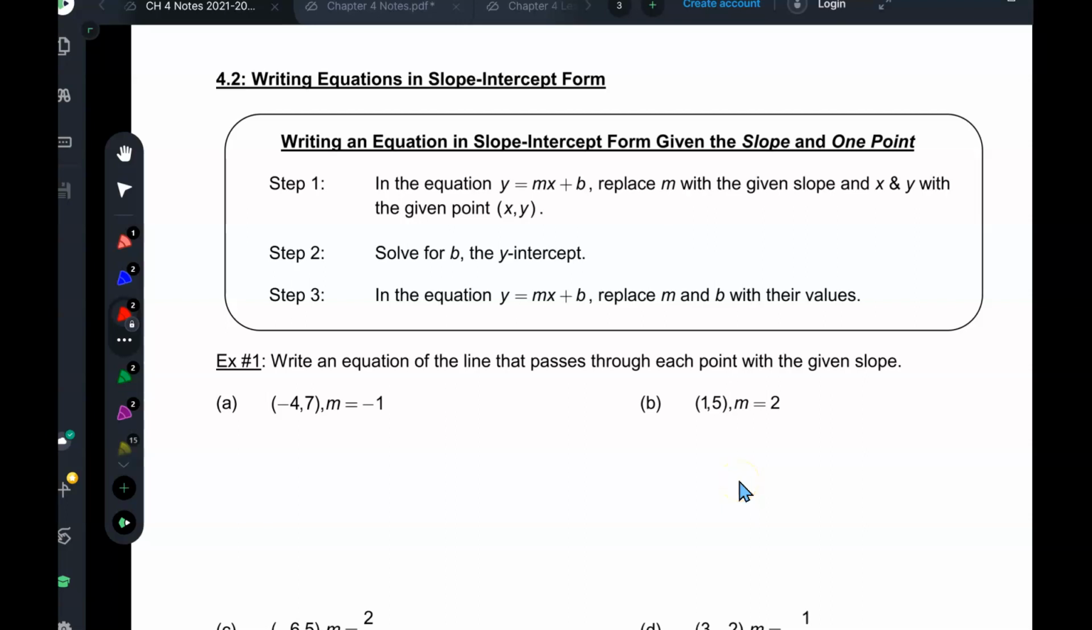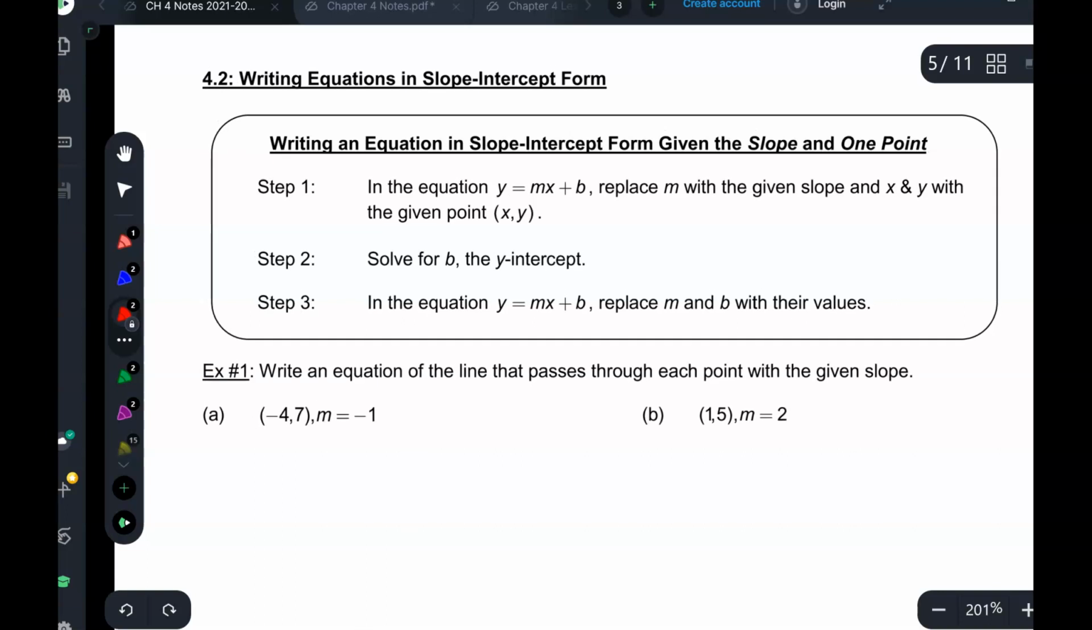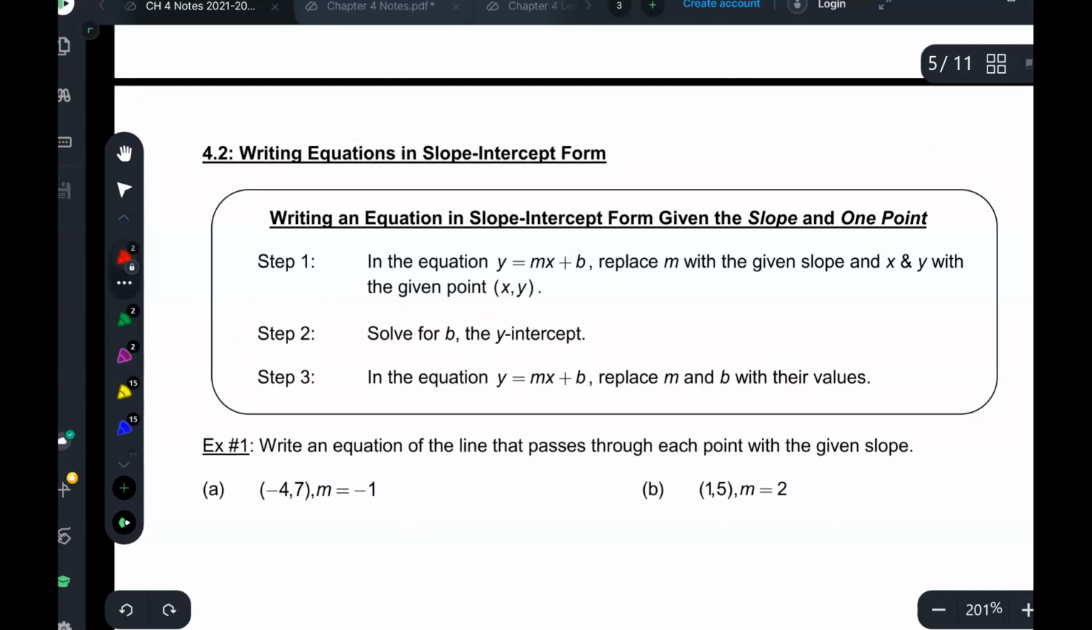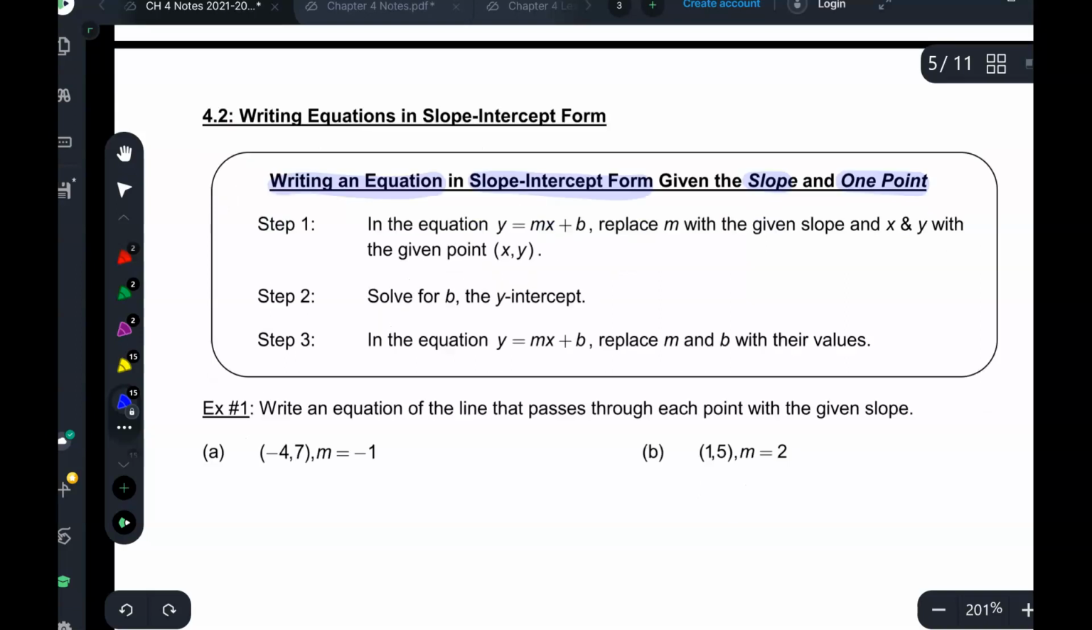Okay, so today we are going to do 4.2, writing equations in slope-intercept form. And the first way we're going to look at it is when we have a slope and 1 point. So we're going to write slope-intercept form, and we're writing these equations.